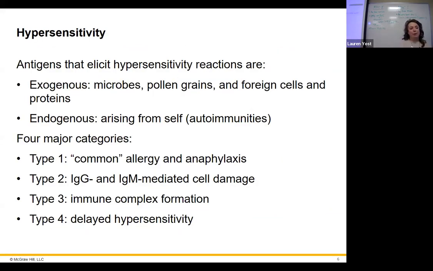So we're going to start with the hypersensitivities first, and we're actually going to break down each type, the 4 types. Let me erase this so I can actually write more.